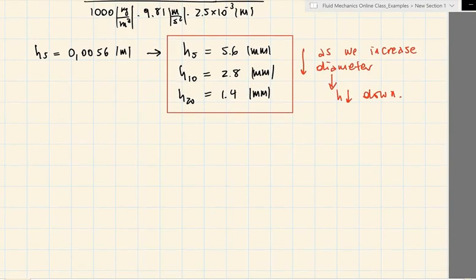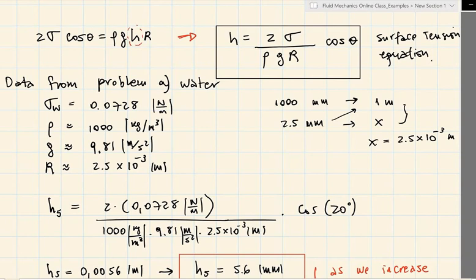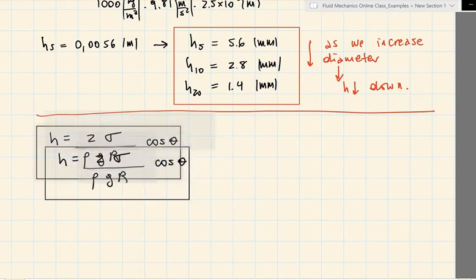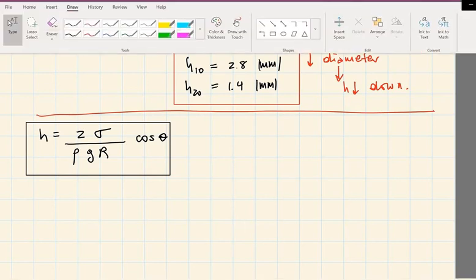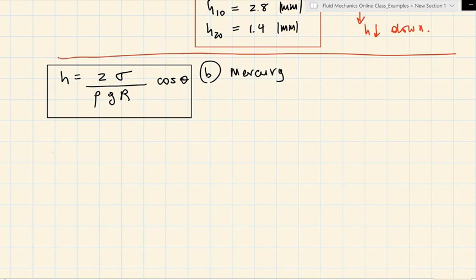So H goes down. Now, let's draw a line and do the same calculations using the same equation, H equal to 2 sigma divided by rho G R times cosine of theta. Let's copy this and put it down. We're going to do the computation for the 3 different diameters, but now for mercury. This is letter B on the problem.